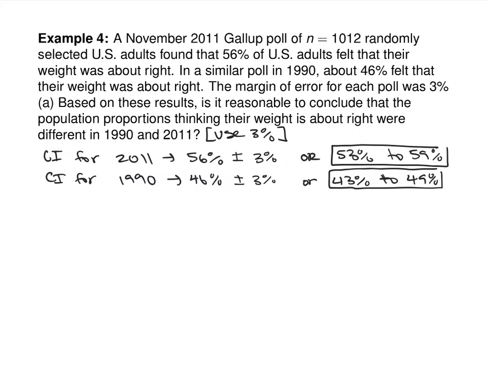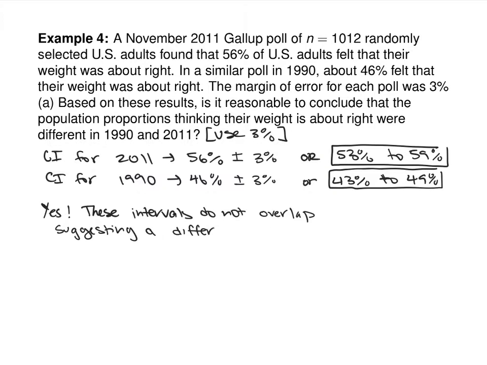So based on these results, is it reasonable to conclude that the population proportions were different? And what you should observe is that these intervals don't overlap. So the plausible value for the true proportion in 2011 can't be in the plausible values range for 1990. So there you go, yes. These intervals do not overlap, suggesting a difference in these two proportions.